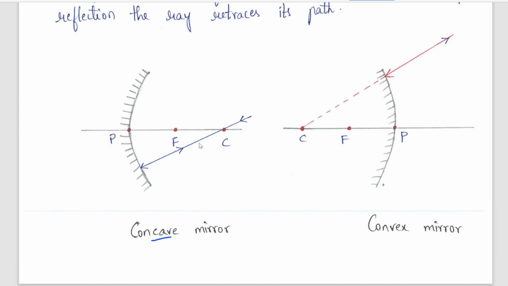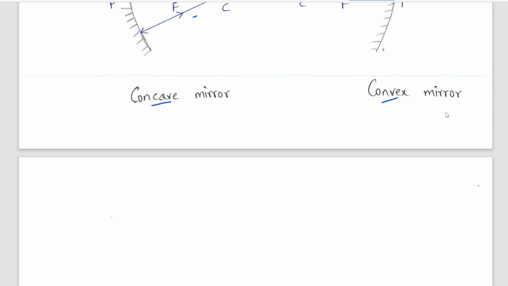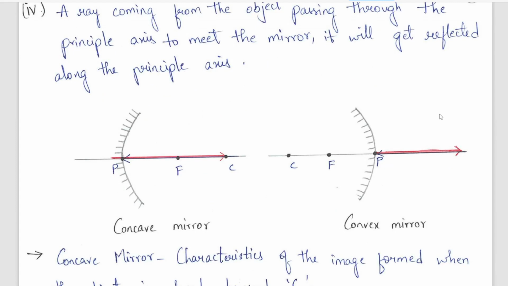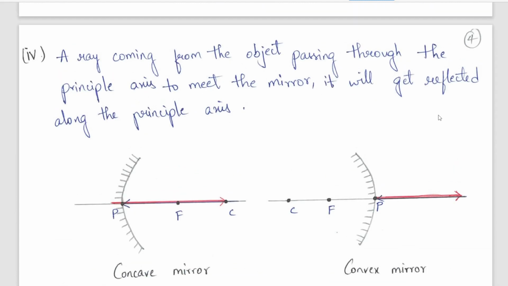You can see it is tracing its own path again here, and this is about the convex mirror, and here also you can see it is again tracing its own path, and in both cases it is meeting the center of curvature, right? Now let us see the fourth rule. The fourth rule is a ray coming from the object passing through the principal axis to meet the mirror, it will get reflected along the principal axis.